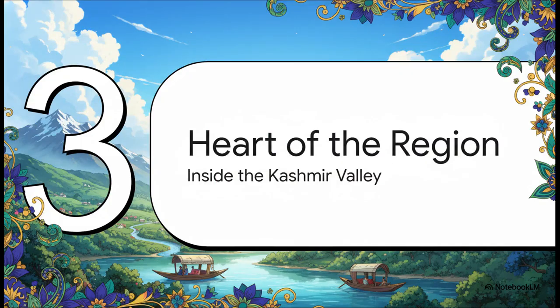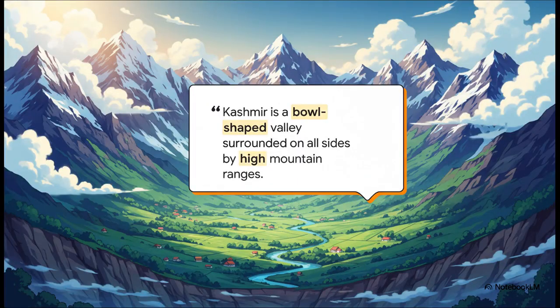So after we make our way through the middle Himalayas, our climb brings us to the real heart of the region, the world-famous Kashmir Valley. And this quote really says it all. The key to understanding this place is its shape. It's basically a massive, bowl-shaped valley, completely surrounded on all sides by these super high mountain ranges. We're talking mountains that go up over 5,000 meters, creating this totally unique, isolated ecosystem.